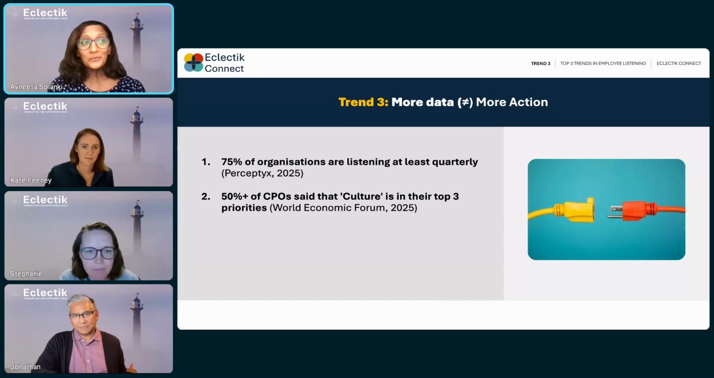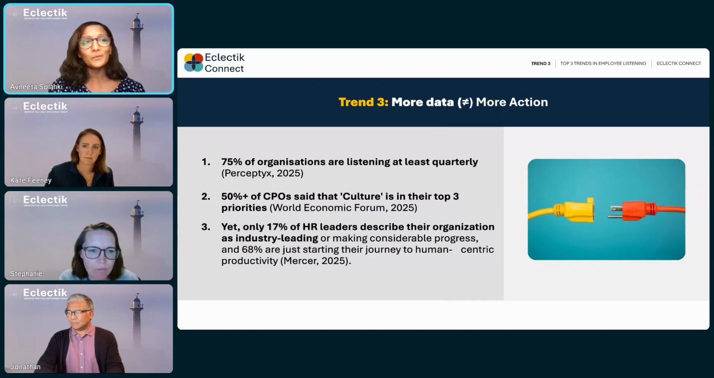Yet we know that culture is still part of organizations' top people strategy for the year. More than 50% of CPOs in 2025 said, yes, it's one of our top 3 priorities for this year. So despite having more data, despite collecting more data around culture and the employee experience, what we're still seeing is HR will still say it's not really helping us do better or be better.